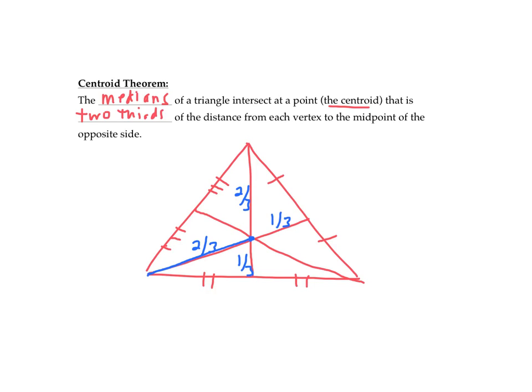So in other words, if we had a line segment, and let's just say, for instance, this median had a length of 3, then this distance would be 2, and this distance would be 1. Because if the whole length is 3, this is 2/3 of 3, and this is 1/3 of 3. Okay, we're going to practice this with a few problems.